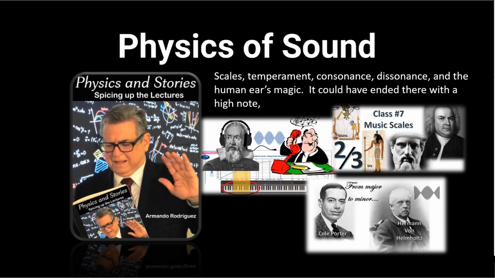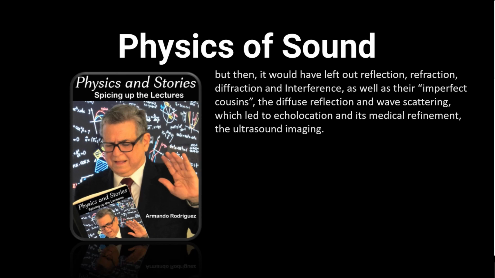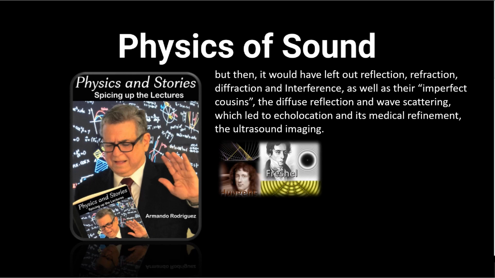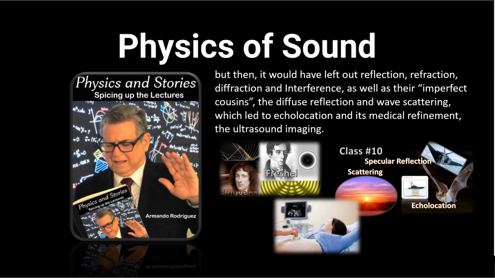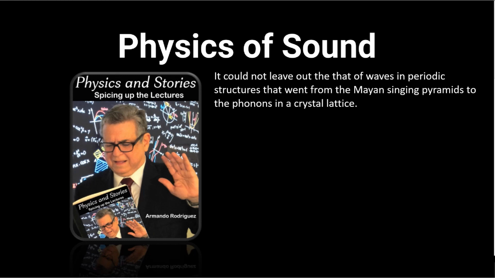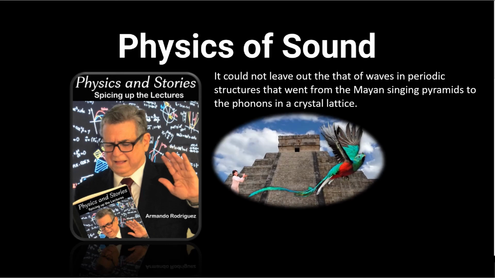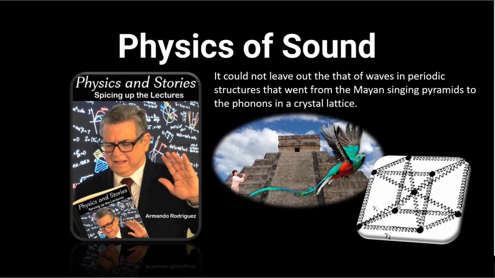It could have ended there with a high note. But then it would have left out the reflection, refraction, diffraction, and interference, as well as their imperfect cousins, the diffuse reflection and wave scattering, which led to echolocation and its medical refinement, the ultrasound imaging. It could not leave out that of waves in periodic structures that went from the Mayan singing pyramids to the phonons in a crystal lattice.